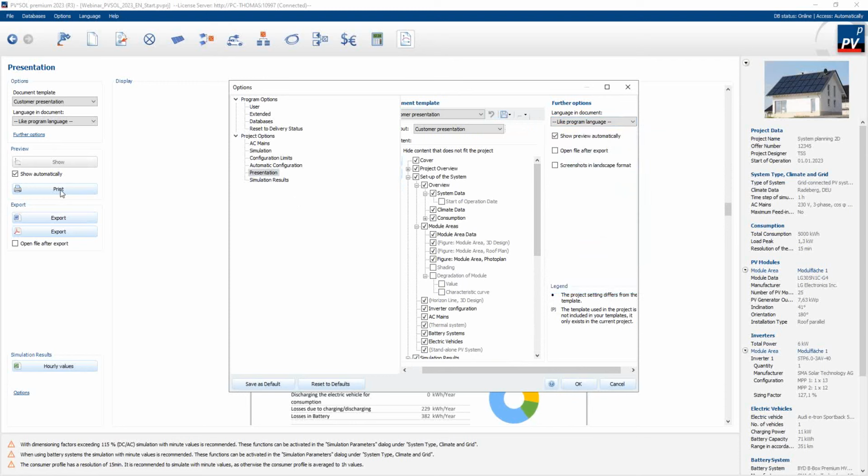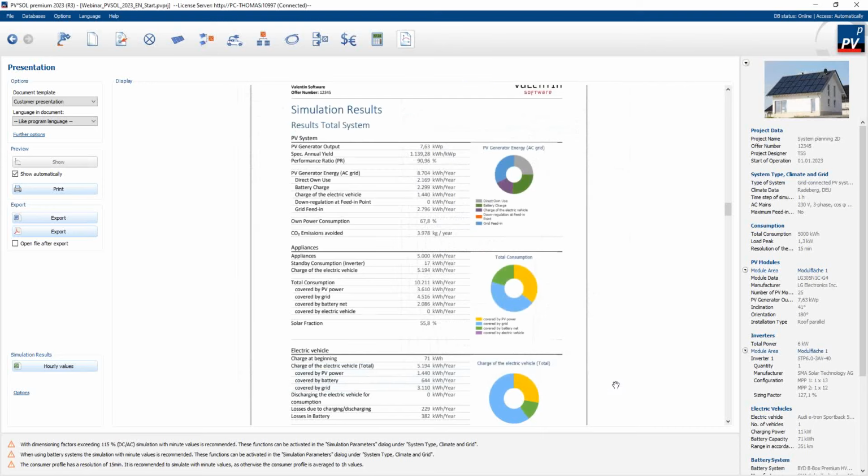Okay, the presentation can be printed out. You can save it or export it to a Word file or PDF file. Okay, that was a full planning.